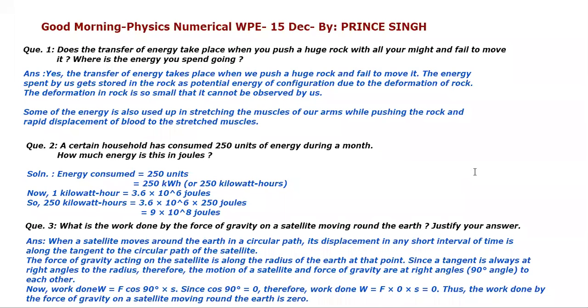When satellite moves around the Earth in circular path, its displacement is along the tangent to circular path. Force of gravity acting on satellite is along the radius, and tangent is always right angle to the radius. Therefore, motion of satellite and gravity are 90° to each other. Now, we know that the formula of work done is force into distance with cos theta, and cos 90 is 0.